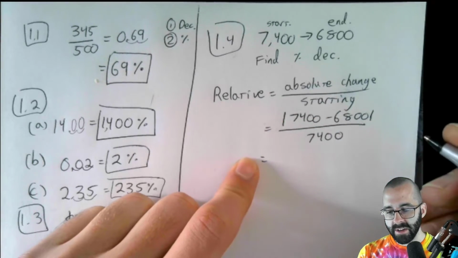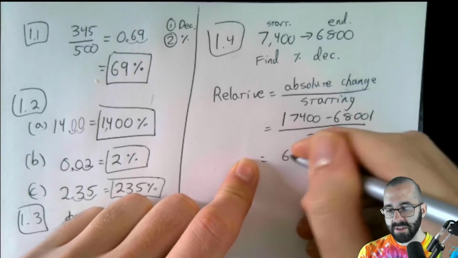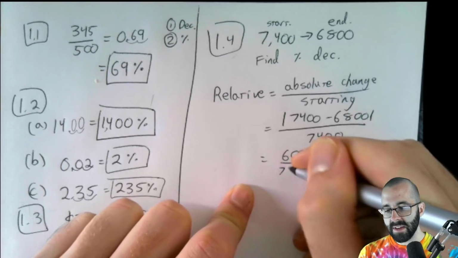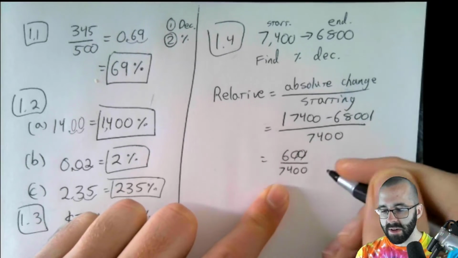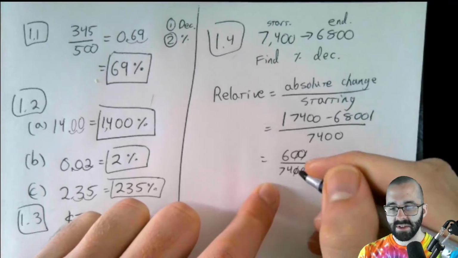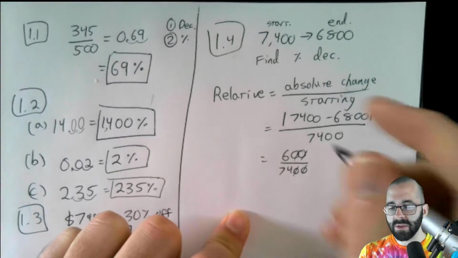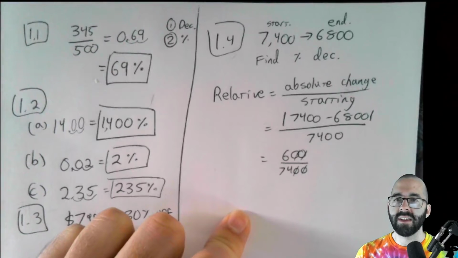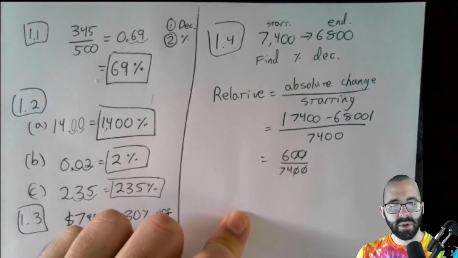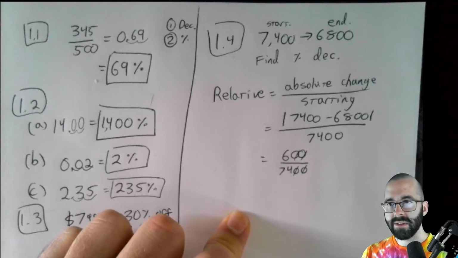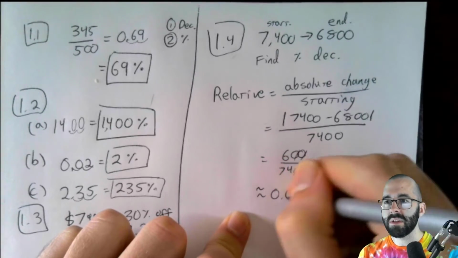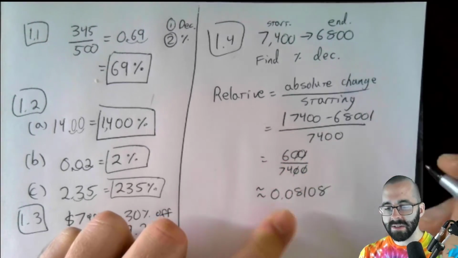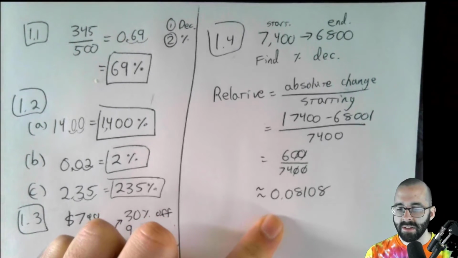So get your calculator, do it out. You should get 600 on the top. The bottom is 7,400. We could simplify a little bit, canceling out these zeros. 6 over 74, that reduces even more, but we really just want to know, what is this as a decimal? So we go off to our calculator and we say, okay, what is 6 divided by 74? And that is approximately 0.08108, etc. We'll round it.